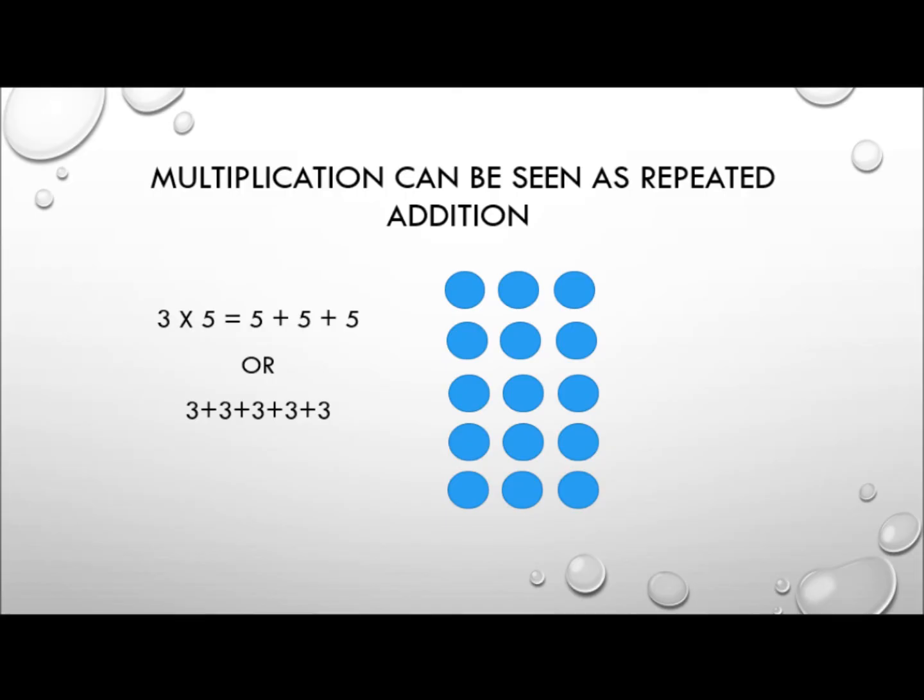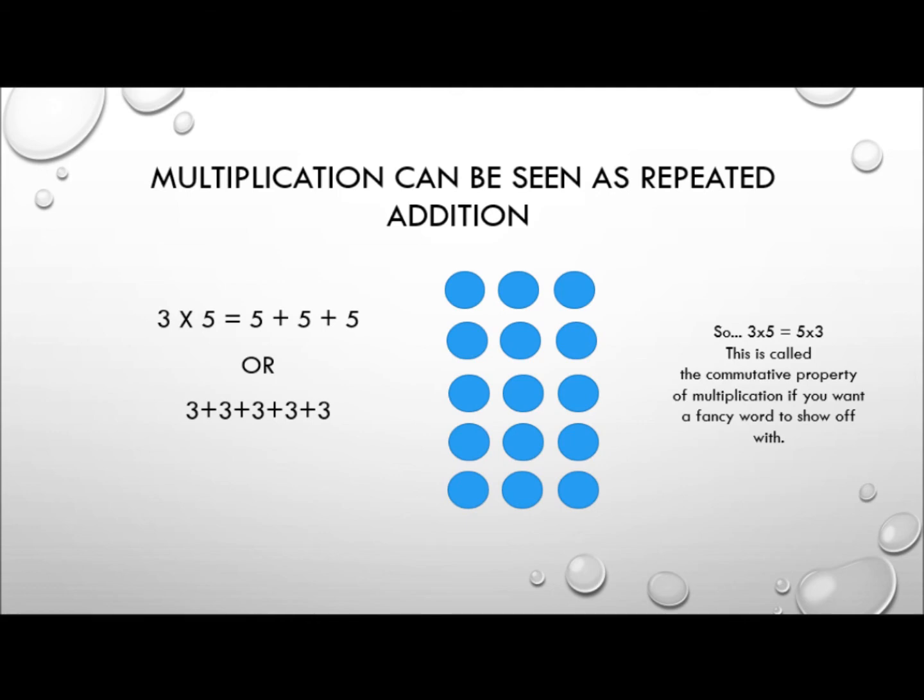So we can look at 3 times 5 as 5 plus 5 plus 5, or 3 lots of 5. Or we could think of it as 5 lots of 3, 3 plus 3 plus 3 plus 3 plus 3. This is actually called the commutative property of multiplication.